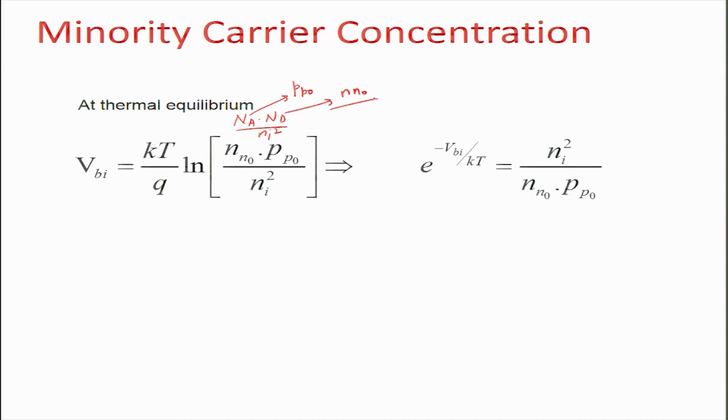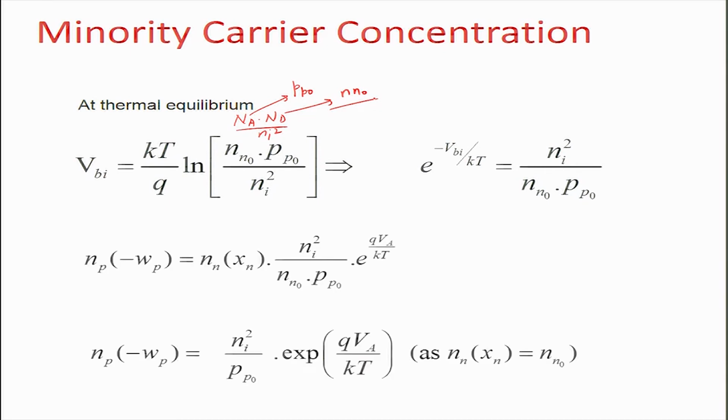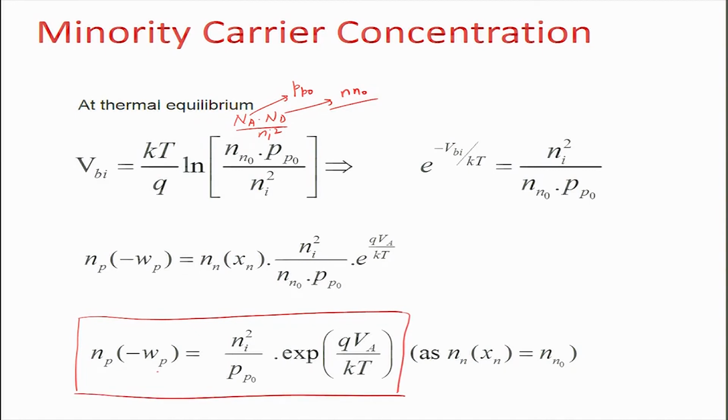Now if you substitute this, what you get is a relation. So you just need to now substitute. If you do that, you get a relation for Np(-Wp). Np(-Wp) turns out to be ni square divided by Pp0. So this is electron concentration on the p side at the edge of depletion region. So it becomes a minority carrier, right. So minority carrier concentration on the p side is equal to ni square divided by Pp0 exponential of qVa divided by kT.